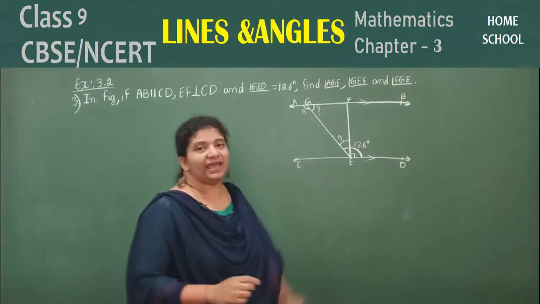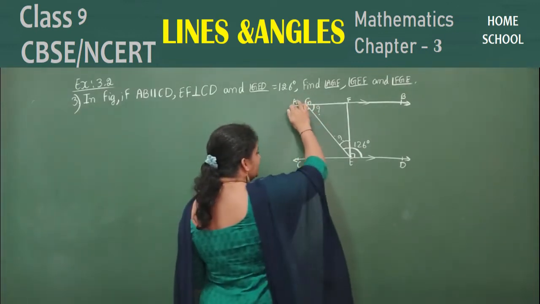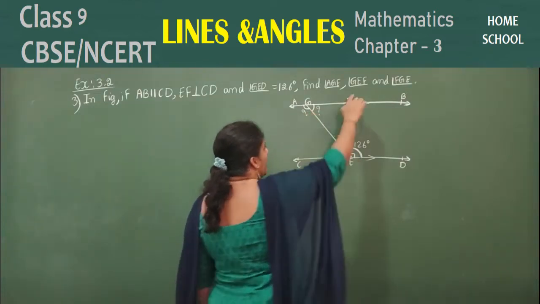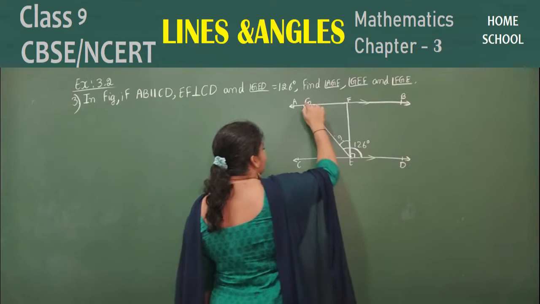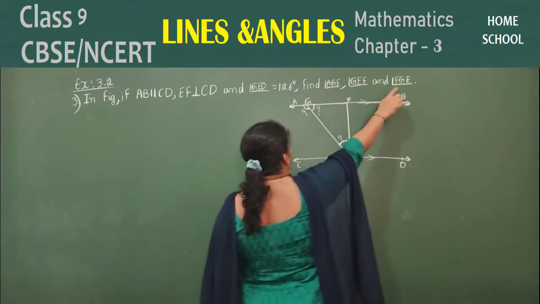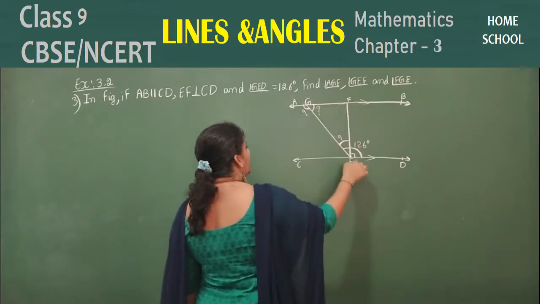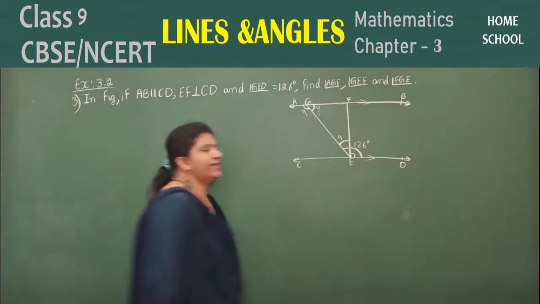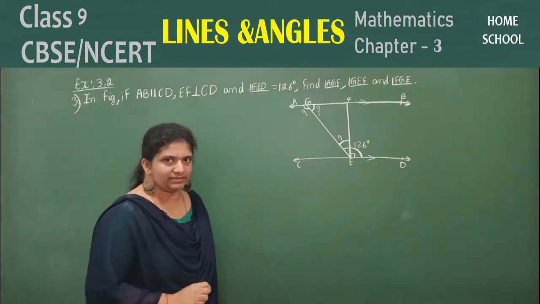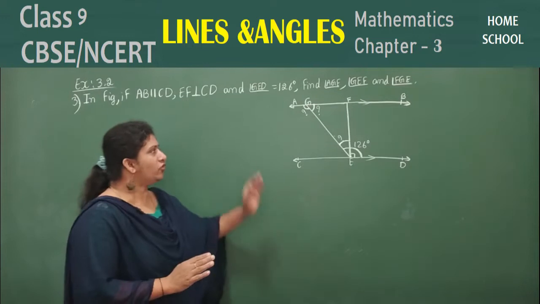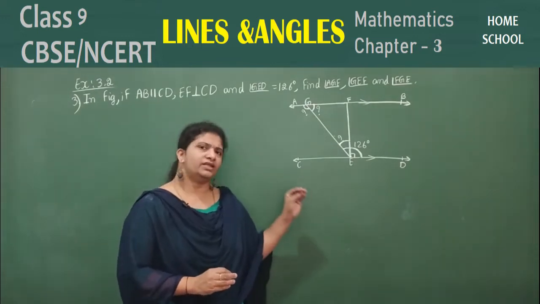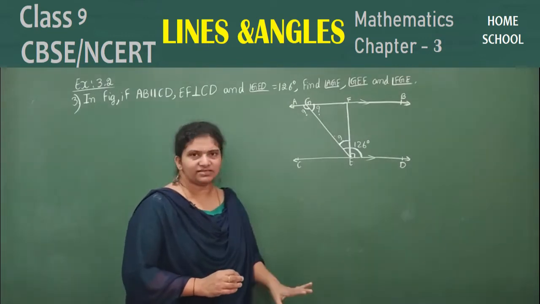Find angle AGE. Where is angle AGE? AGE means this angle you need to calculate. And angle GEF, this angle. And one more, FGE, this angle. So they have given you only one angle. You need to calculate three angles. Okay. So before doing your solution, we do it roughly. Within 1 minute, we can write all the answers.